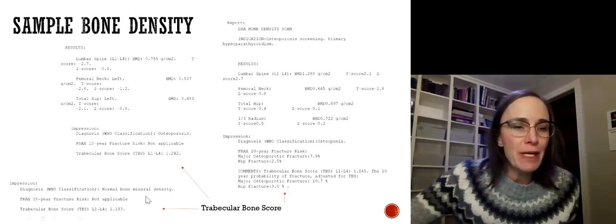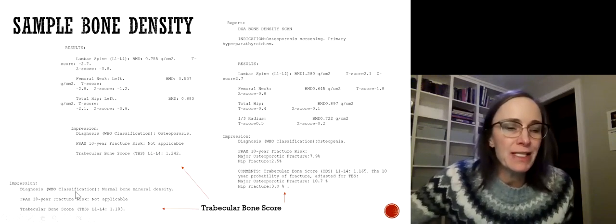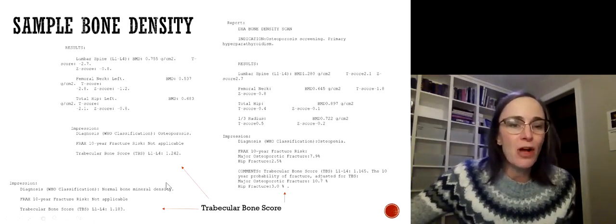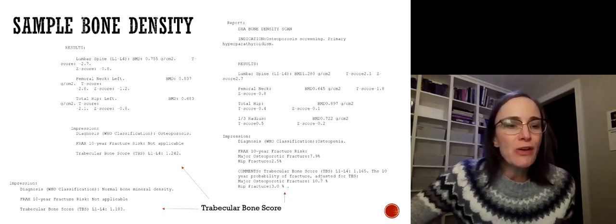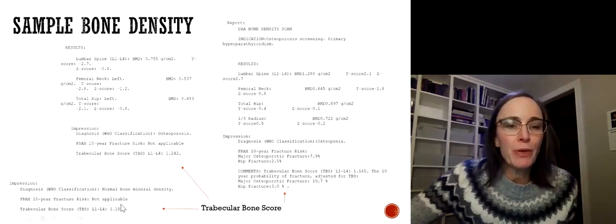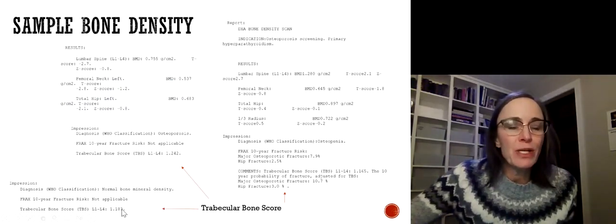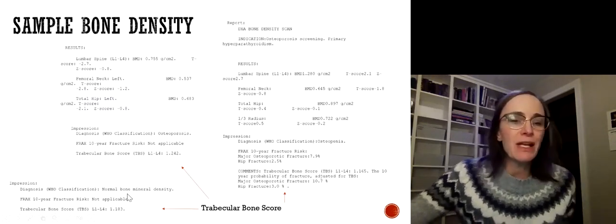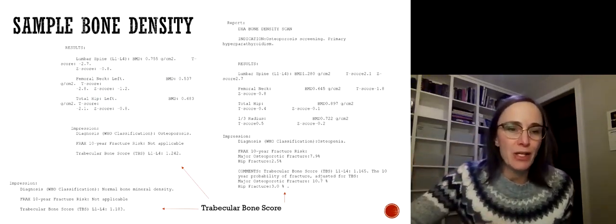Now, if you look at this impression below, this is just pulled from a completely different bone density test. So let's say you do a bone density test on a patient and it reports, hey, this is all normal bone density. There's no osteopenia, no osteoporosis. So FRAX is not applicable. They still did report trabecular bone score. And remember, less than 1.2 defines degraded microarchitecture. So this is somebody that even though their quantity of bone is good, their quality of bone is not good.